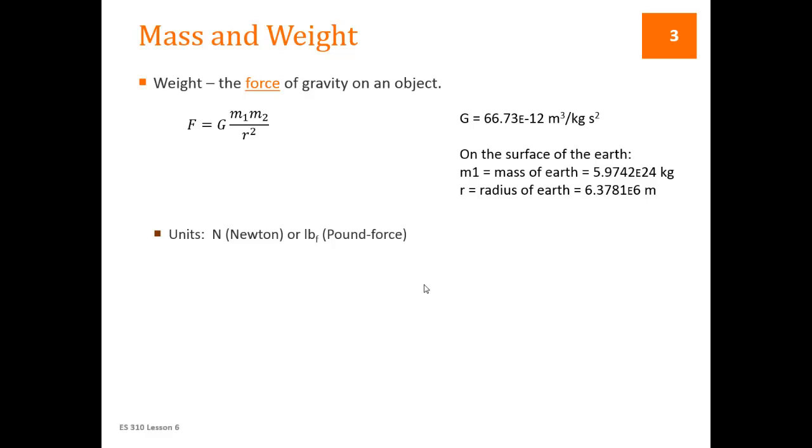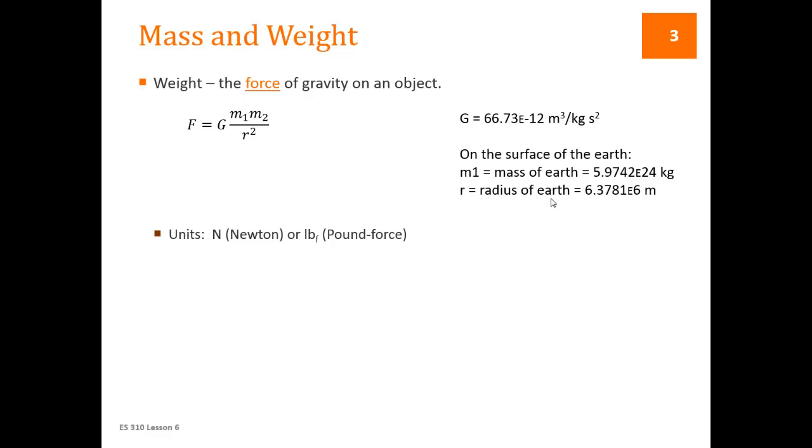So let's take a look at mass and weight. Weight is the force of gravity on an object. Okay? It's measured in newtons or in pounds, and it's given by Newton's law. If we take a closer look here, G is a constant, given as 66.7 times 10 to the negative third. The masses are of the two objects, so let's take some object, m2, and the Earth being the other object. So the mass of the Earth is 5.9742 times 10 to the 24th kilograms.